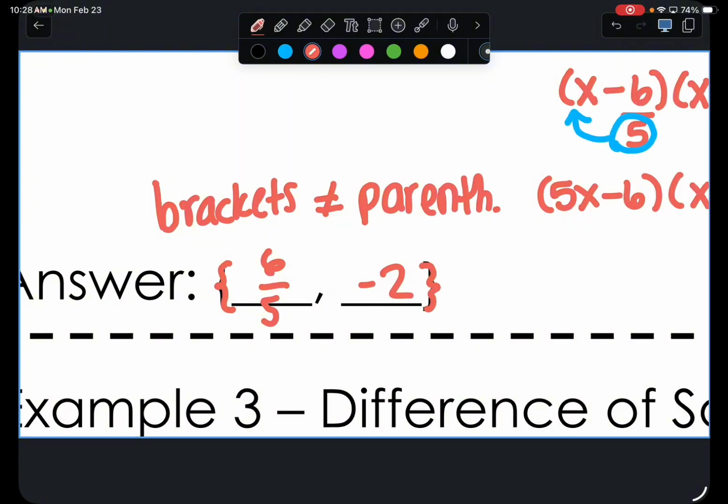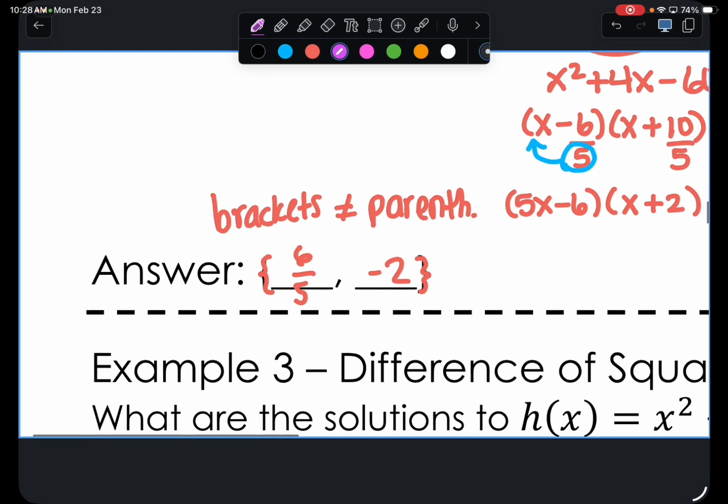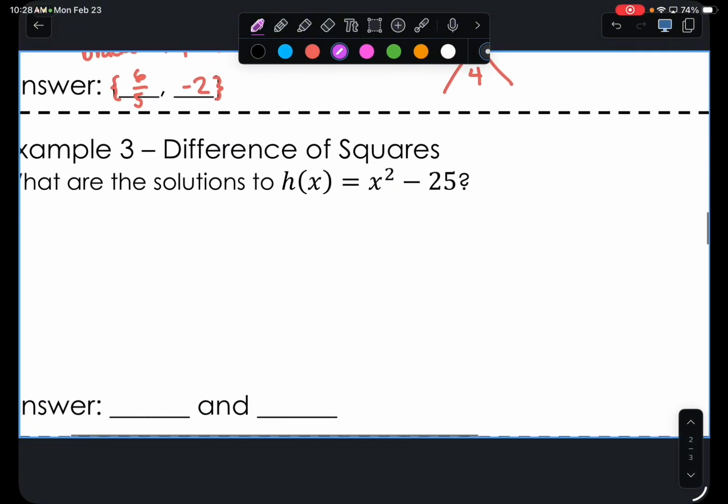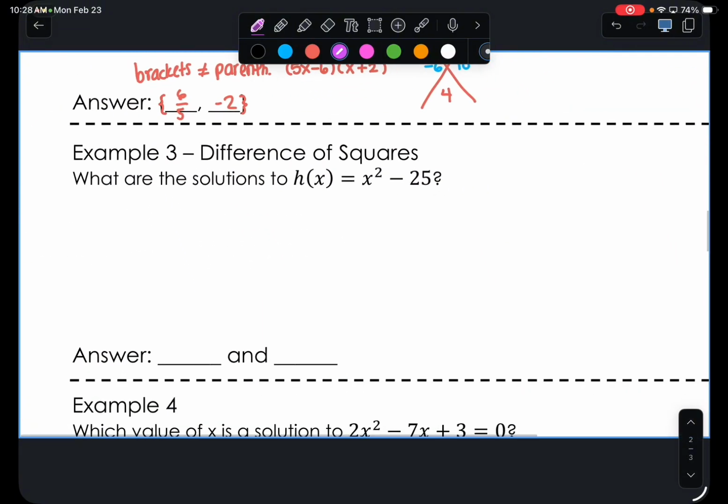So that's what the B stood for in PEMDAS. No. There wasn't a B in PEMDAS. It was a D.